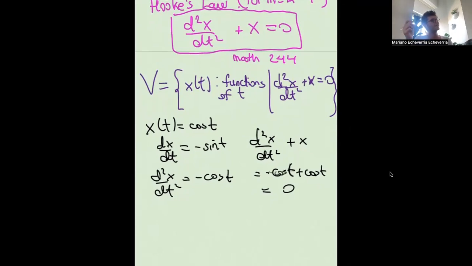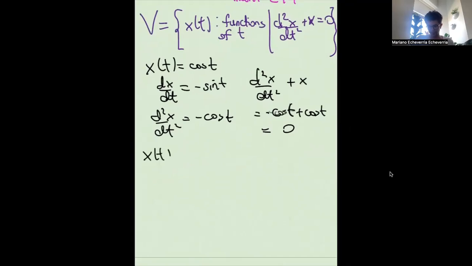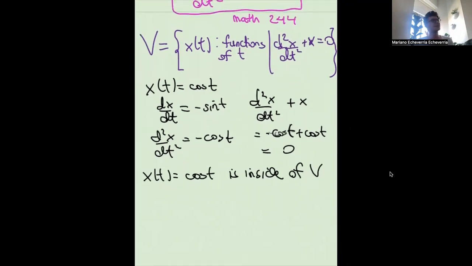So what that means is that the function cosine of t is actually inside this set. The function cosine satisfies the Hooke law. And again, if you have seen this problem before, it makes sense, because when you connect the mass to a spring, it will start oscillating. There's some periodic motion, and that's why it makes sense for cosine to appear, because cosine is a periodic function of time. So x of t equals cosine of t is inside of V. Okay, but what's kind of interesting to observe, and that's a lot of what goes into that class on differential equations, is that the set V is a vector space. So the claim is that the set V is a vector space.